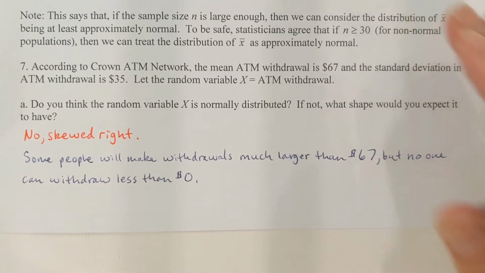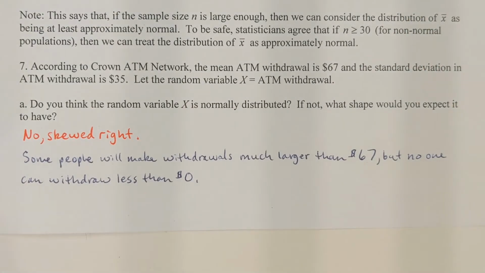Okay, so let's take a look at problem 7. According to Crown ATM Network, the mean ATM withdrawal is $67 and the standard deviation of ATM withdrawal is $35. Let the random variable x represent ATM withdrawal. Okay, part A, do you think that the random variable x is normally distributed?